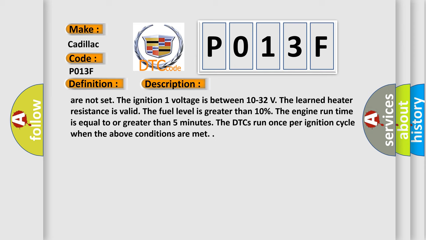The learned heater resistance is valid. The fuel level is greater than 10%. The engine runtime is equal to or greater than 5 minutes. The DTCs run once per ignition cycle when the above conditions are met.